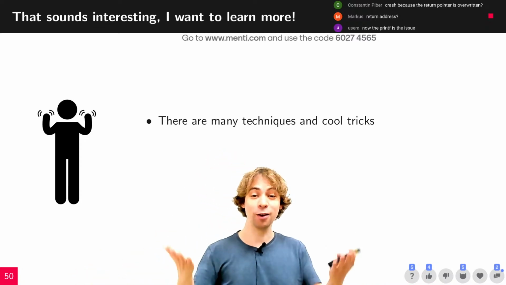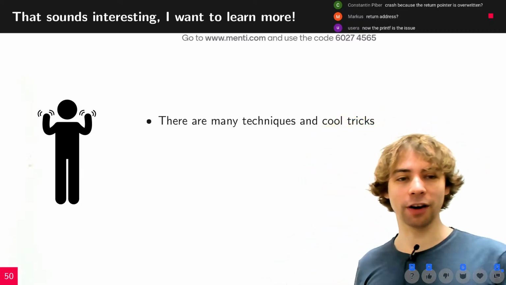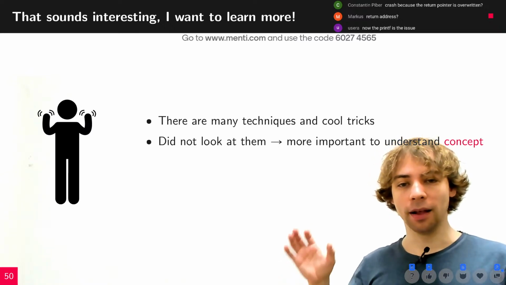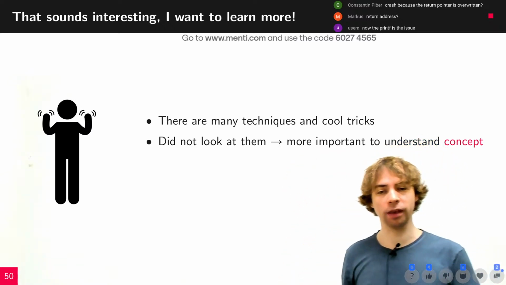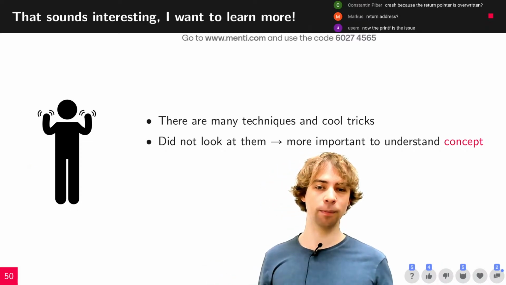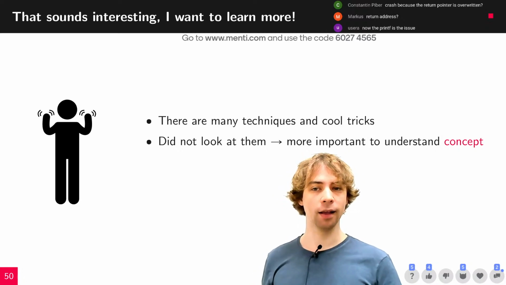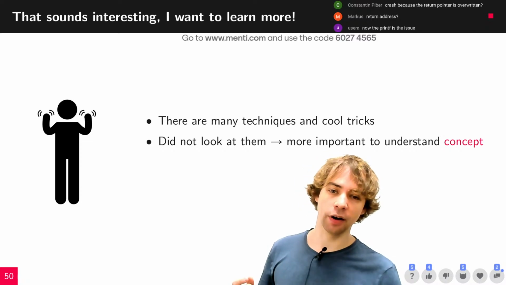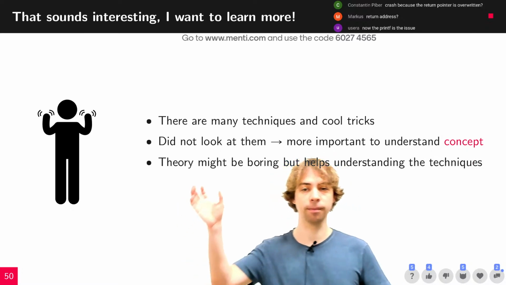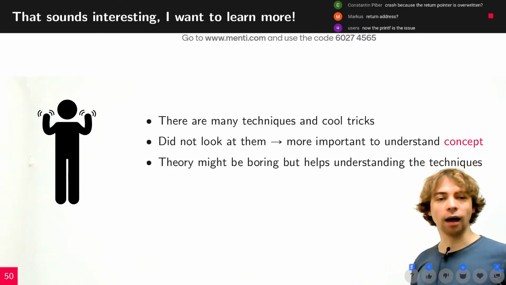Of course, that's why you are here, because you want to learn more about this. There are more techniques, very cool tricks, and yeah, we did not look at all of them. It's more important to understand the concept here, the concept of how we can exploit memory safety violations. That's why I've only shown 2 examples here. There will be more in the lecture Secure Software Development in the Masters if you are interested in that. This theory might be a bit boring, but it helps you understanding the techniques.